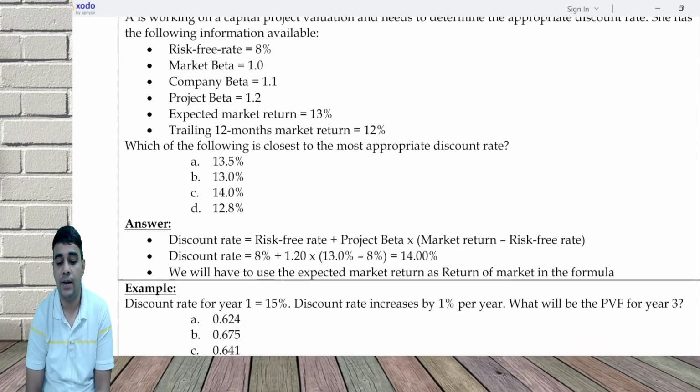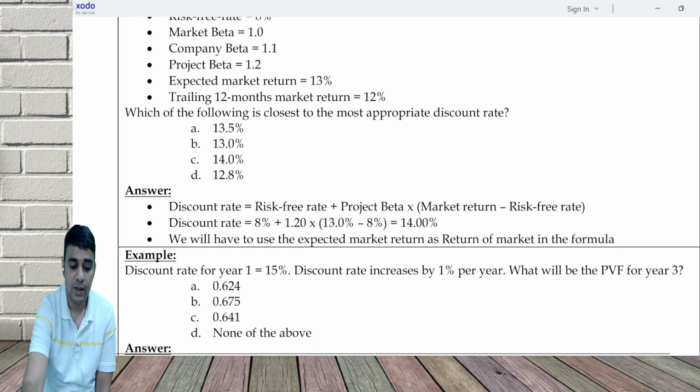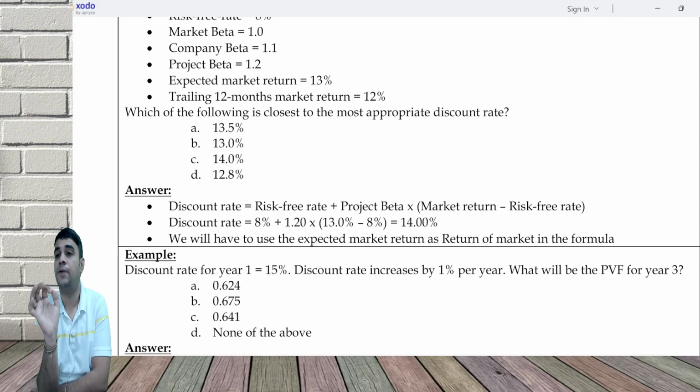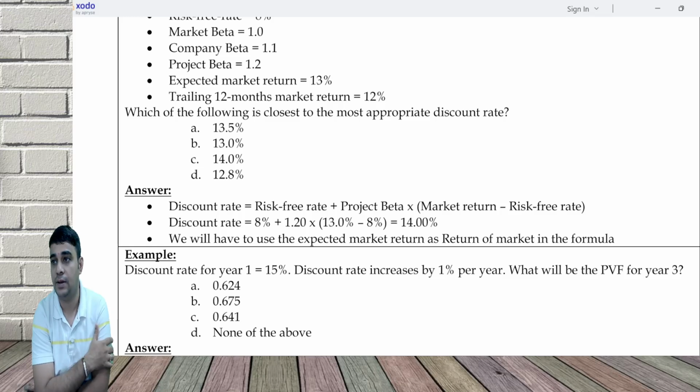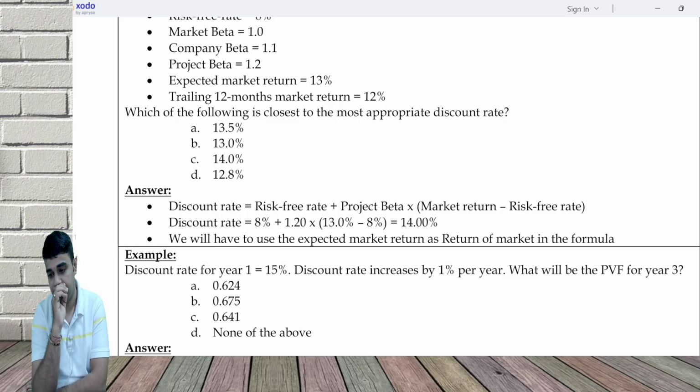So 13 minus 8. Now listen, the discount rate for year 1 is 15%. Second year is going to be 16. Third year is going to be 17. Tell me what will be the PVF of year 3? First year 15, second year 16, third year 17. What is the PVF of year 3? 0.6. Okay, let others complete. I don't know the answer.